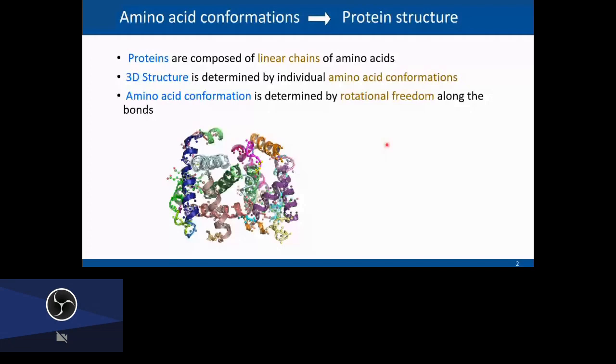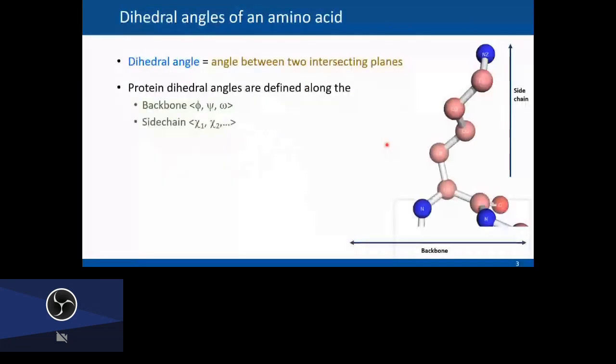For amino acids in proteins, these dihedral angles are defined along the backbone as phi, psi, omega, and defined along the side chain as chi1 to chi d, depending on the amino acid being considered. Here, each dihedral angle falls in the range negative 180 degrees to positive 180 degrees. By using these dihedral angles, we can express the conformation of any amino acid as a d-dimensional vector. One thing to note is that in this representation, mostly the omega angle is not considered because of its restricted rotation along the peptide bond.